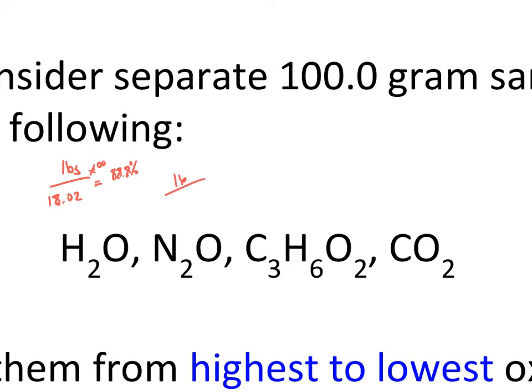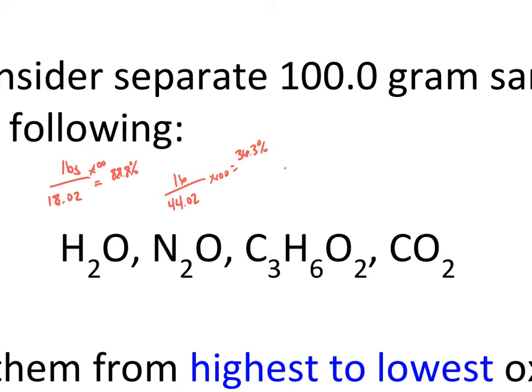Now, each N is about 14, so 14 plus 14 plus 16 gives me roughly 44.02, and I multiply that by 100 and I get 36.3%. So a little bit less, well, much less, in fact. Now the next one is going to take a little bit more calculations.